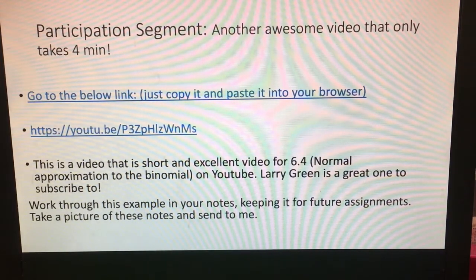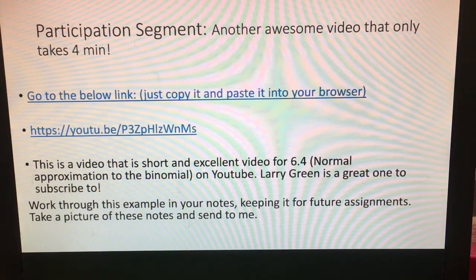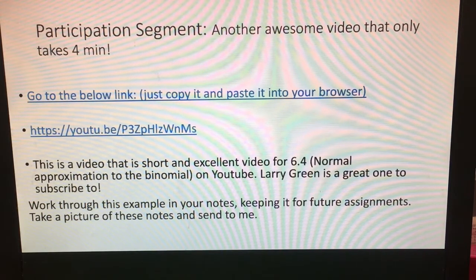Now, I don't want a picture of your computer screen. I want a picture of your notes that you've taken so that you have some good notes to come back to and be able to do something on homework or quizzes later on. Good notes on how to do the normal approximation to the binomial. And that is the end of our lesson. Okay, so we're done with 6.4 and done with chapter 6.